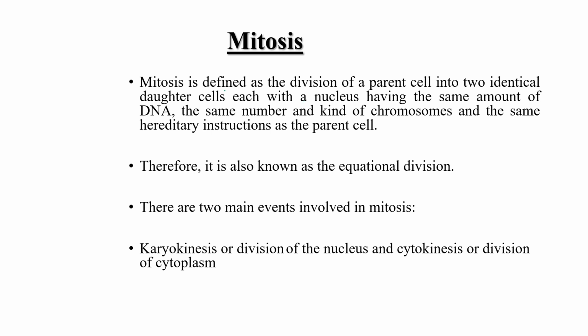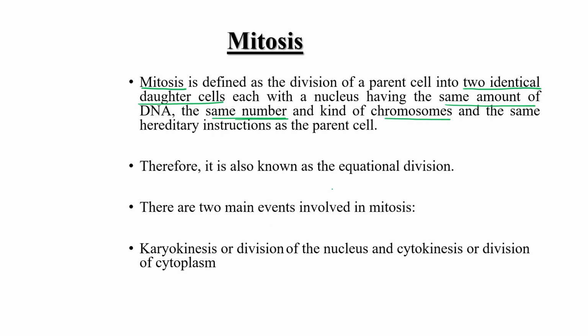Now let's see the definition of mitosis. Mitosis is defined as the division of a parent cell into two identical daughter cells, each with a nucleus having the same amount of DNA, the same number and kind of chromosomes, and the same hereditary instructions as the parent cell. So it is 100% identical to its parent cell.